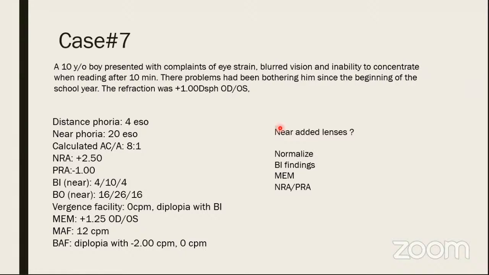So next case, a 10-year-old boy presented with a complaint of eye strain, blurred vision, and inability to concentrate when reading after 10 minutes. His problems had been bothering him since the beginning of the school year, and the refraction was this. Okay, again, we can see distance Fourier 4 ISO, and the near Fourier is 2 ISO, and the calculated ACA ratio is 8 to 1. Okay, NRA plus 2.5, PRA is 1.